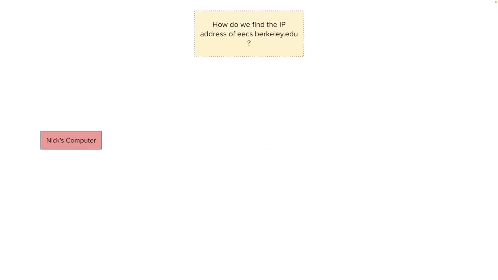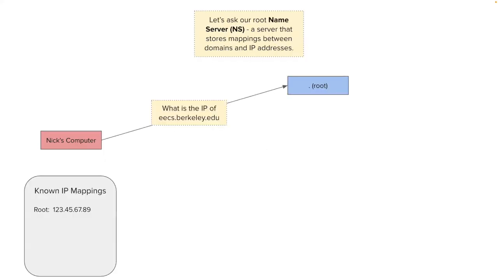I think the best way is to just show an example. How do we find the IP address of, for example, x.berkeley.edu, from the POV of Nick's computer? We want to know the IP, and we go to something called dot, or the root server. On the internet you have root servers, which are the highest level of the tree, which we'll show in a second. They are responsible for everything under dot, and everything is under dot, right?